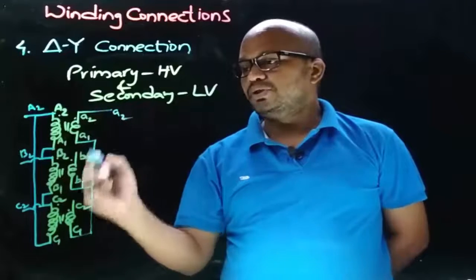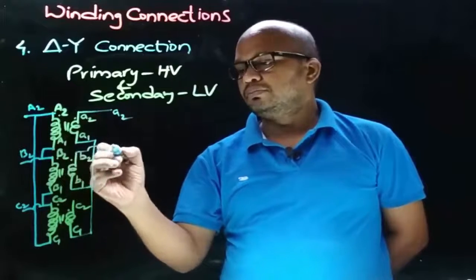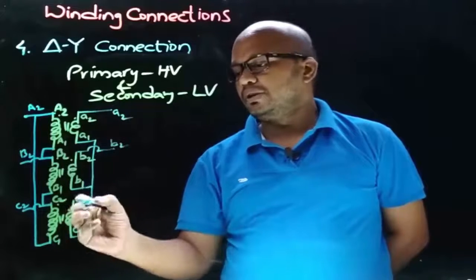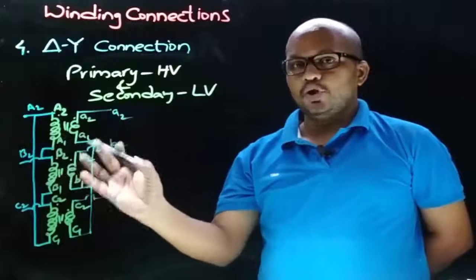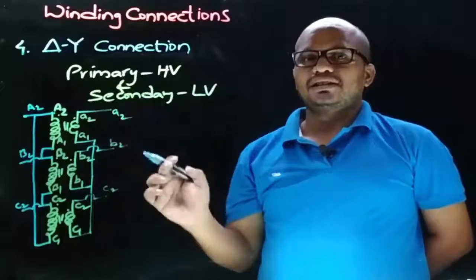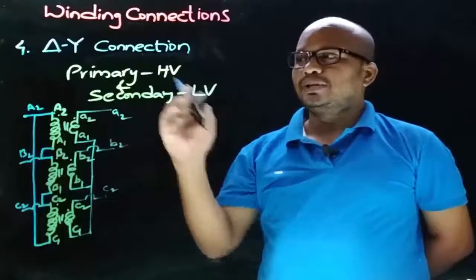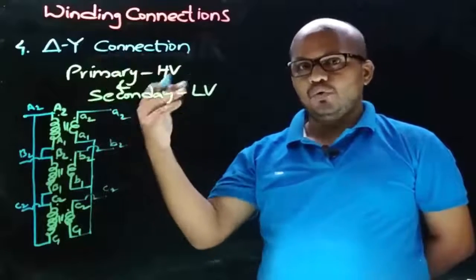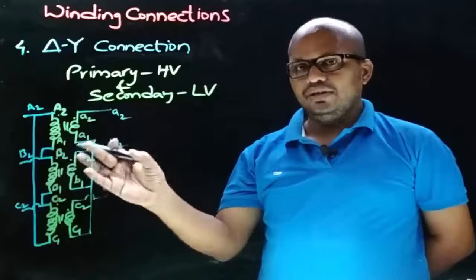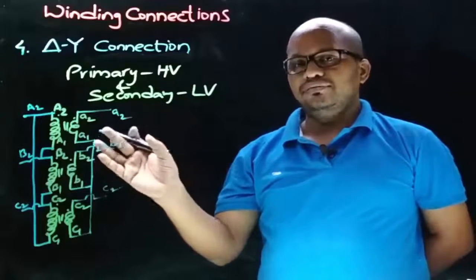So small a2, small b2 and small c2. So this is one of the possible connections of delta star connection. We are having 4 possible connections of delta star connection, that is we can obtain delta star connection in 4 ways. So this is one of the ways, and now we are going to draw the phasor diagram for this type of connection.